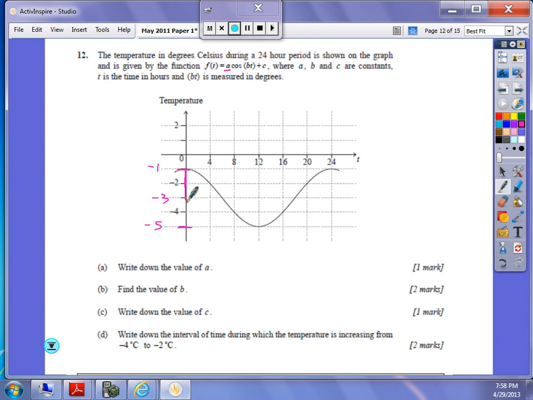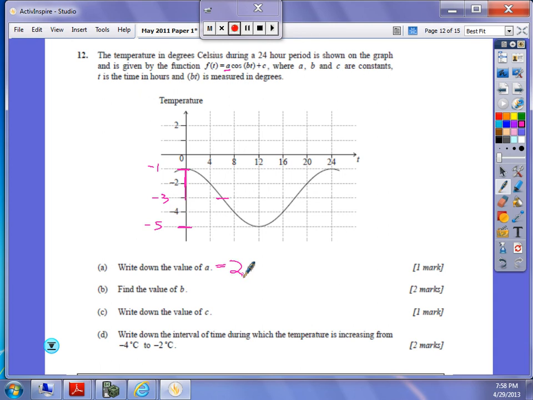But what I'm looking for is this distance. How far is it? It's a positive value. How far is it between the maximum of the graph and the middle of the graph? That's the amplitude. So that value is the distance between -1 and -3, which is 2. It's a positive value. Then it says to find the value of b.